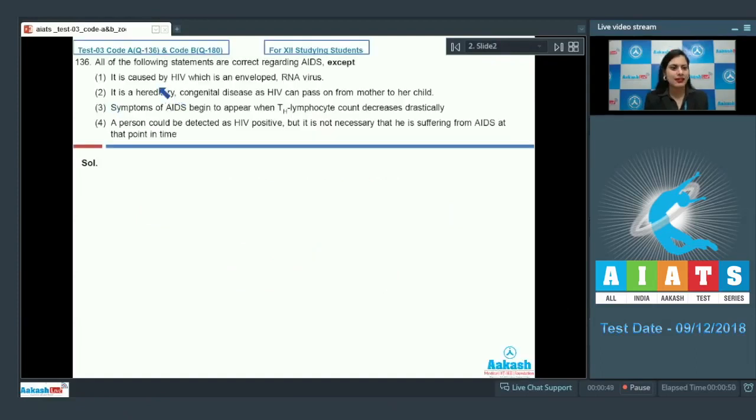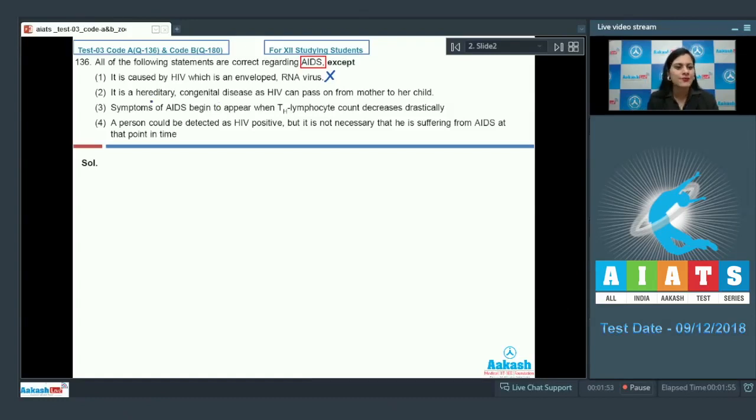Question number 136. All of the following statements are correct regarding AIDS except. So you need to find out the incorrect statement with respect to AIDS. The very first statement given is, it is caused by HIV, which is an enveloped RNA virus. And as it's a correct statement, so this cannot be a correct answer. HIV or human immunodeficiency virus is a retrovirus which has envelope enclosing the RNA genome. So this HIV is an enveloped RNA virus.